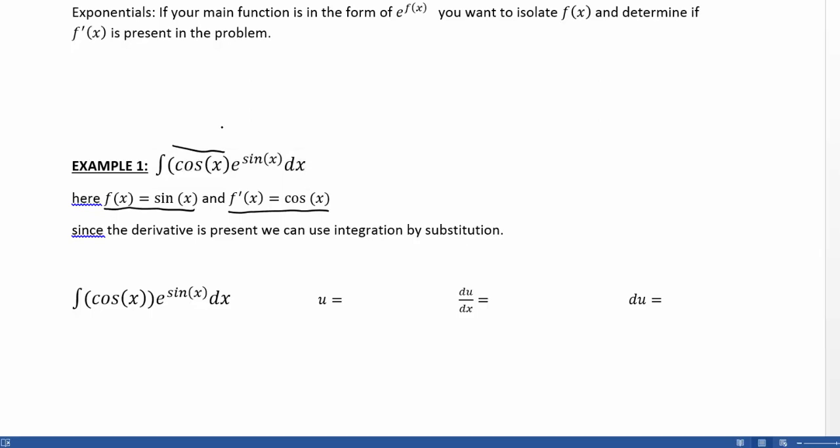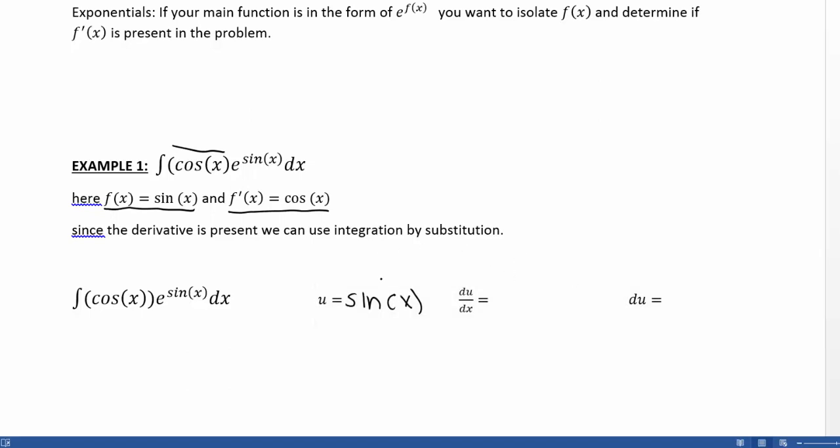So I'm going to go ahead and use the method of integration by substitution to solve this problem. If I think back to the last problem, I know that one of my first steps is to figure out what my u is. Again, if you have e to something complicated, your u is going to be the power of e. So here, that means my u is sine x.